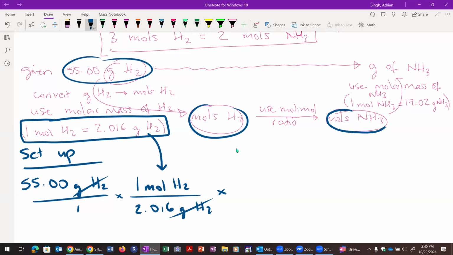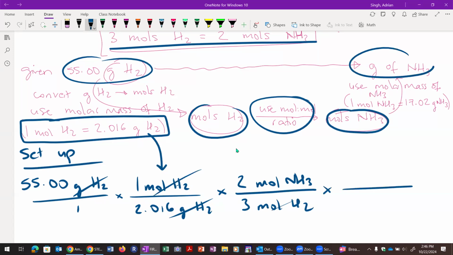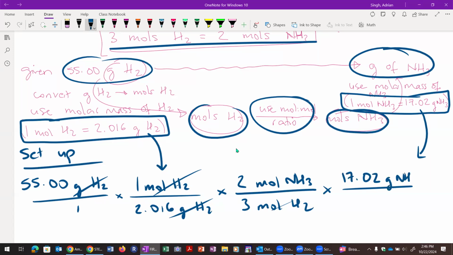I want to get to moles of ammonia now. My mole to mole ratio that I'm going to use is 3 moles H2 to 2 moles of NH3. So I want to end up with moles of NH3, so I put the 2 moles of NH3 on top for the 3 moles of H2 on the bottom. Moles of H2 go away. And on the last step, going from moles of NH3 into grams of NH3, using the molar mass, allows us to get from moles to grams. And if I want to end up with grams, I'm going to put the grams on top. So that's 17.02 grams of NH3 for every 1 mole of NH3.